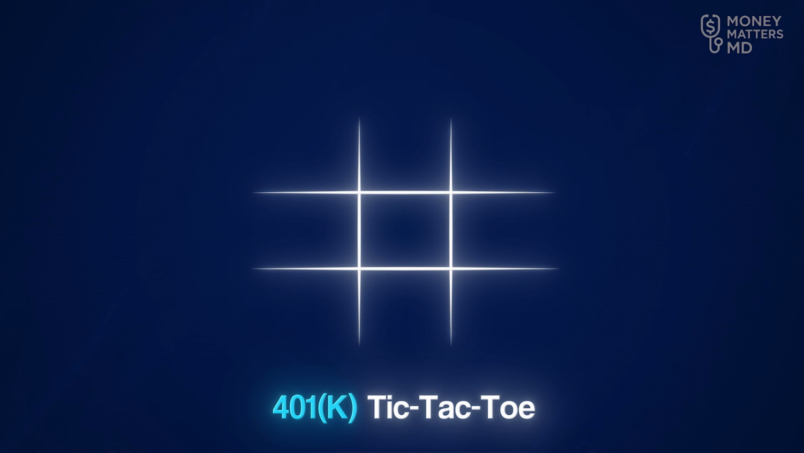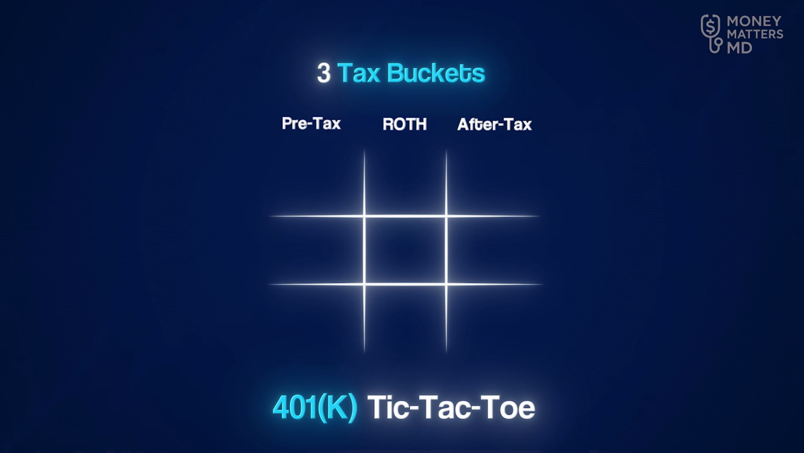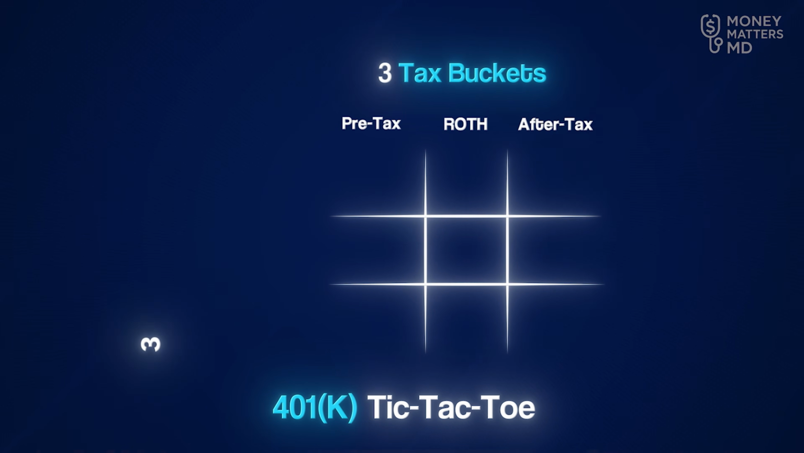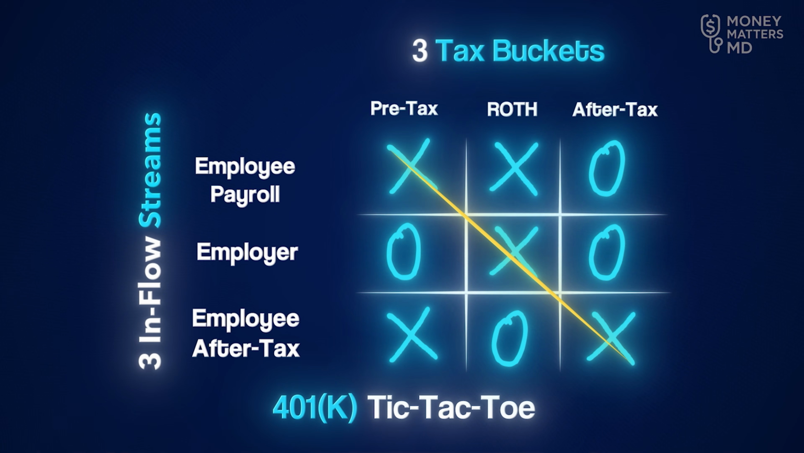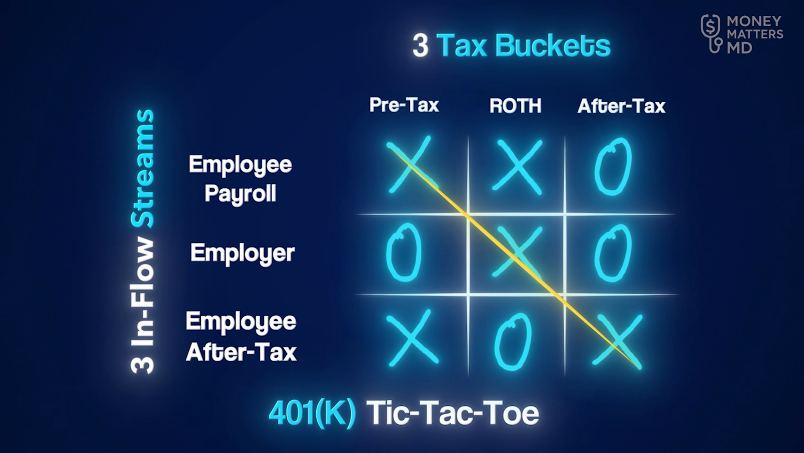Did you know that your 401k is just like a tic-tac-toe game? The three different columns represent the three different tax buckets, and the three rows represent the three different inflow methods to put money in these buckets, and you've got a total of 9 different options. And you gotta check the right box to win big.